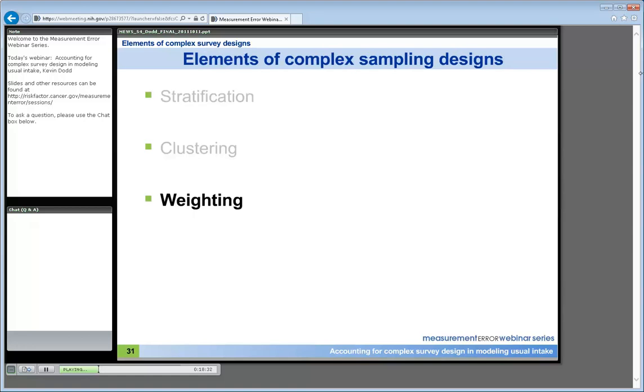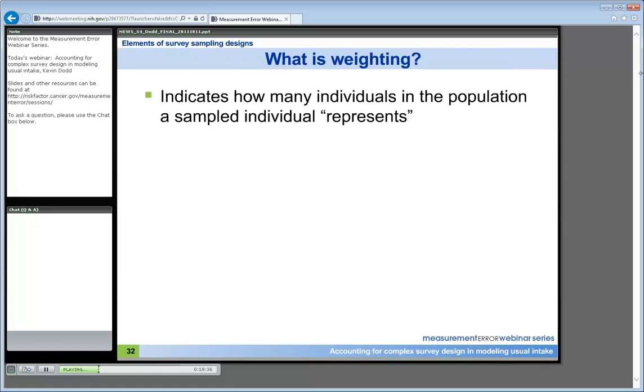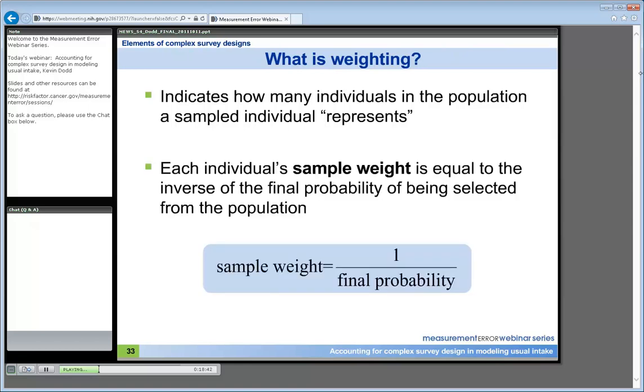So the last element of complex survey designs I want to talk about is weighting. Weighting gives an indication of just how many people in the population a given sampled individual represents. And the way you construct these weights is as follows. Each individual in the final sample obtained from a survey design has a sample weight that's equal to the inverse of the final probability of being selected from the population.